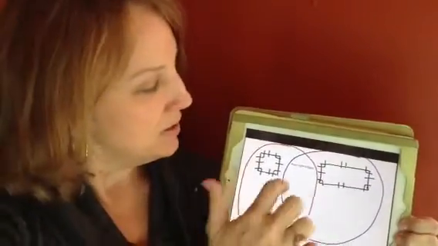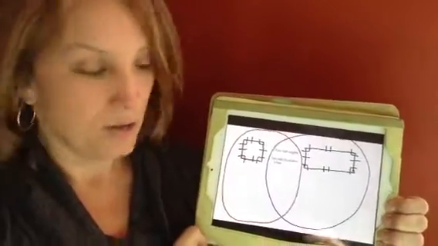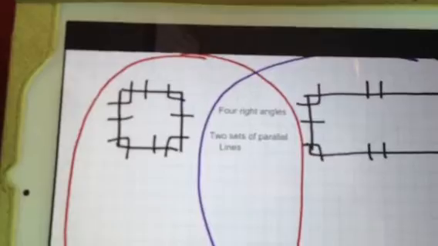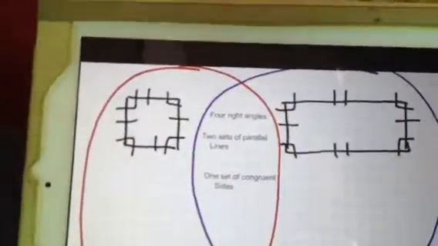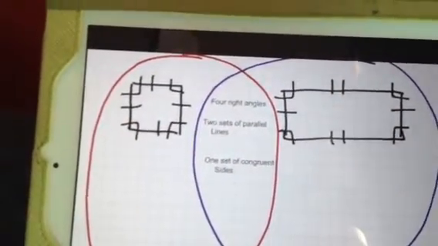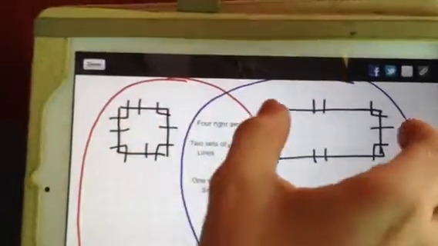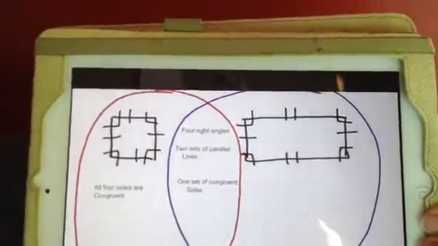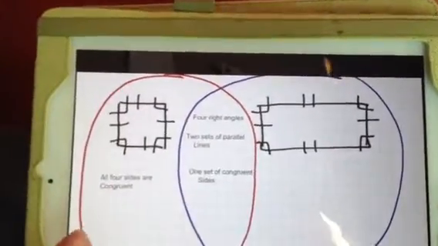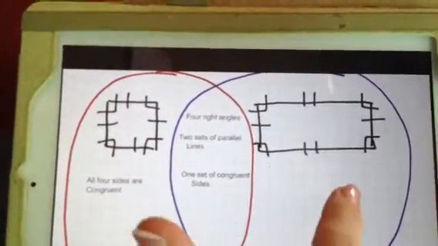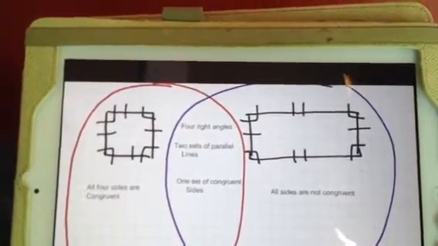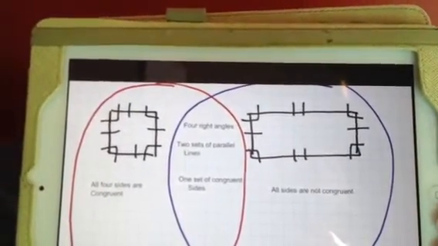In common, that goes in the middle, they have four right angles, and they have two sets of parallel lines. These two, and then you have one set of congruent sides. So these are congruent, those are congruent. They both have that. Now what does the square have that the rectangle does not have? All four sides are congruent, whereas on the rectangle not all four sides are congruent.